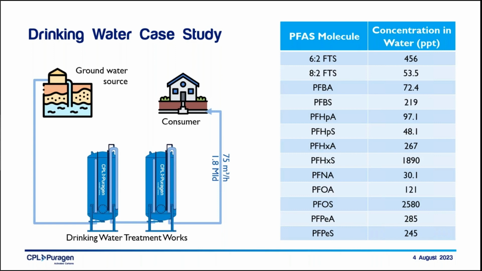In order to provide a rapid solution for the client, a lead lag design, which is shown on the left, was proposed, and that was designed to handle a flow of 75 cubic meters an hour, or 1.8 megalitres per day. Each of these vessels held 20 cubic meters of FiltraCarb CH600 type activated carbon.